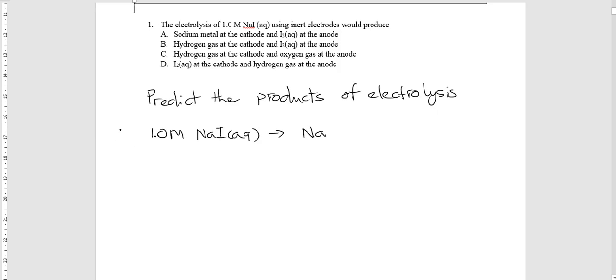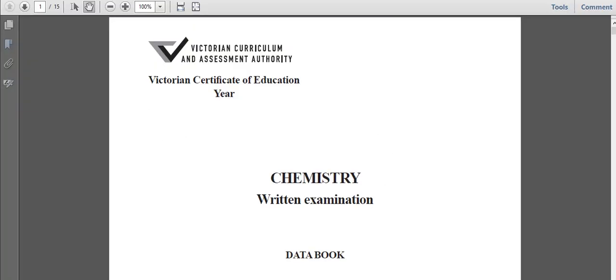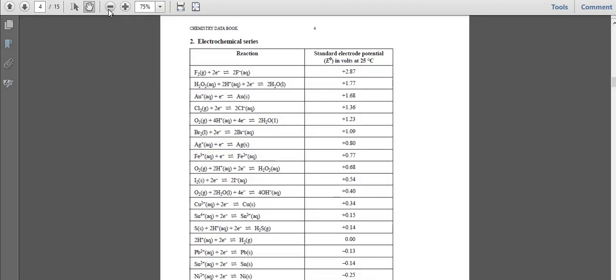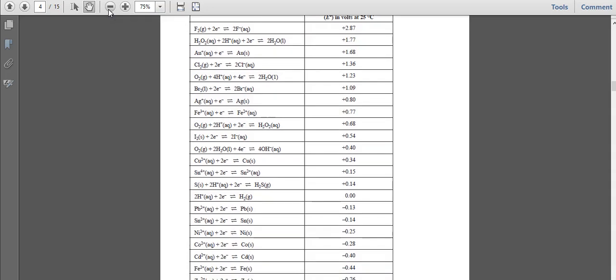So the first step that I always recommend is to list all the species present. Because sodium iodide is in aqueous form, I can split that into Na+ (aq), I- (aq), and the last thing that I have is H2O. All right. So now we're going to highlight the species on the electrochemical series. It goes without saying that you need to have an electrochemical series ready for almost every question of electrolysis. Okay, so I'm going to highlight every species available.